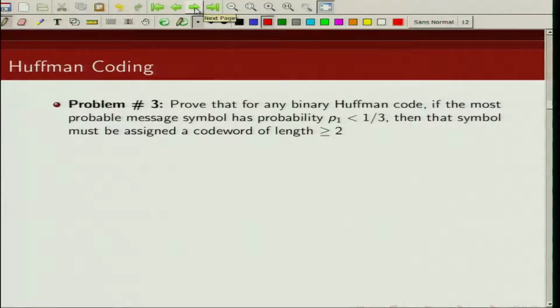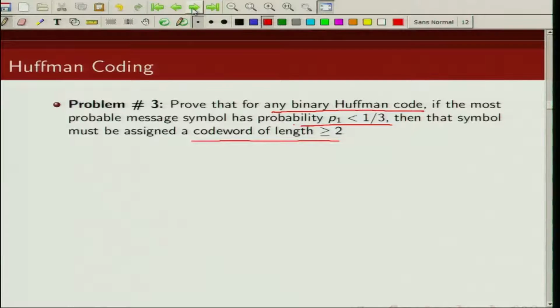Now next we are going to prove some result of a binary Huffman code. Prove that if you have a binary Huffman code and its most probable symbol has probability less than 1 by 3, then this symbol must be assigned a code word length of at least 2. So if the most likely symbol has probability less than 1 by 3, then you must assign this most probable symbol a code word of length at least 2.